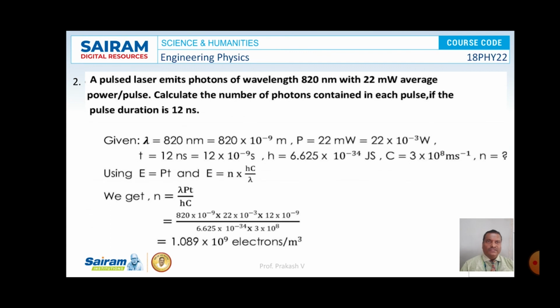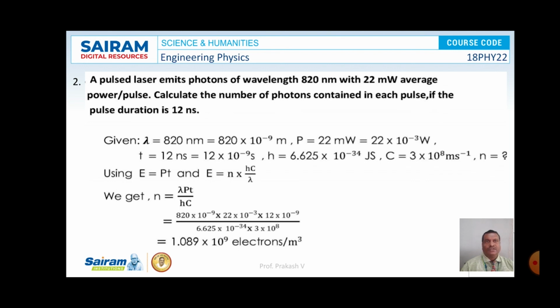A pulsed laser emits photons of wavelength 820 nanometer with 22 milliwatt average power per pulse. Calculate the number of photons contained in each pulse if the pulse duration is 12 nanoseconds. So lambda is given as 820 nanometer here, P is 22 milliwatts, t is 12 nanoseconds, h is 6.625 into 10 to the power of minus 34 joule second, and c is 3 into 10 to the power of 8 meter per second.